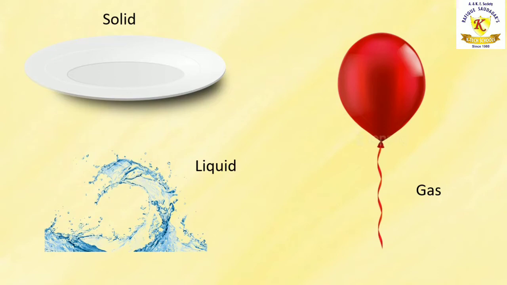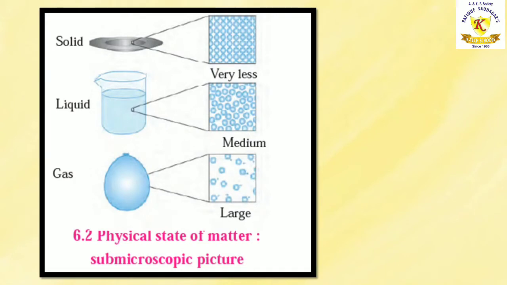The particles of solid are very close to each other and vibrate at a fixed position. Understood, children? As you can see in this picture also, the particles of solid are very close to each other, whereas in liquid they are a little far, and in gases they are very far from each other. Due to this, solids get properties like definite shape and volume, and also have high density and non-compressibility. Density means compactness and non-compressibility means cannot be reduced in size by pressure.